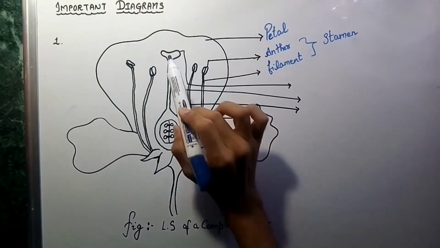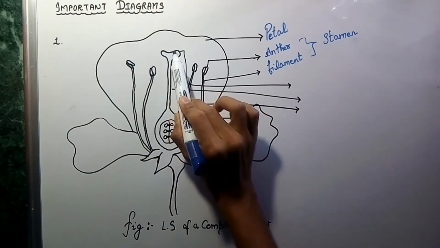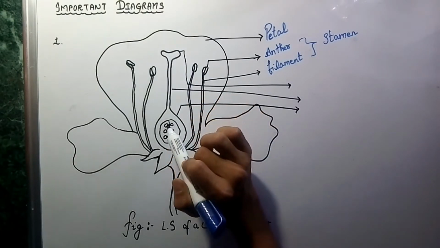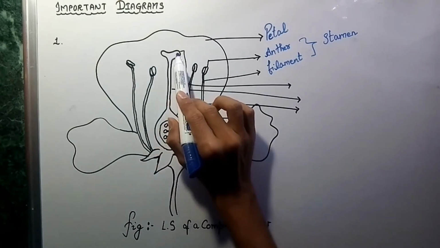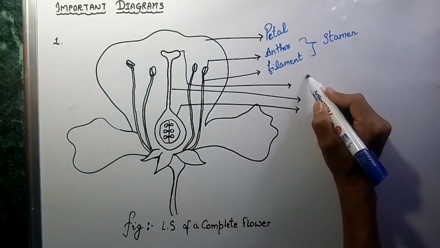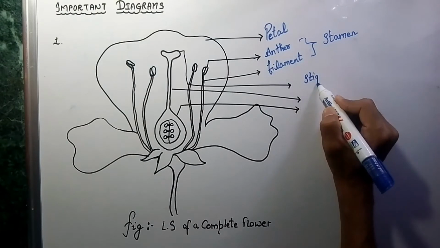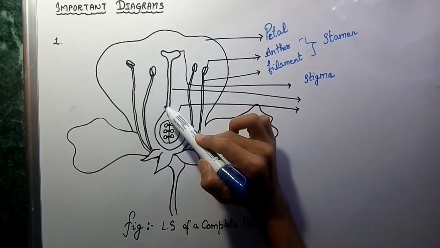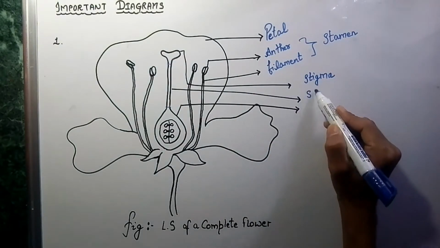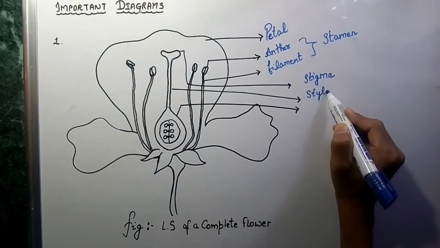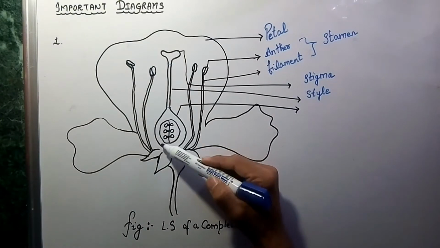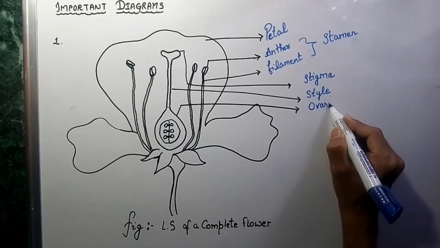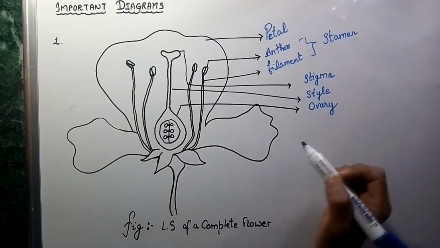So the very first one is this one, where the pollen usually goes and fertilizes the egg or the ovules. This region is known as a stigma. And this region is known as a style. Now the last region is our ovary. Ovary, where the ovules get developed inside it.